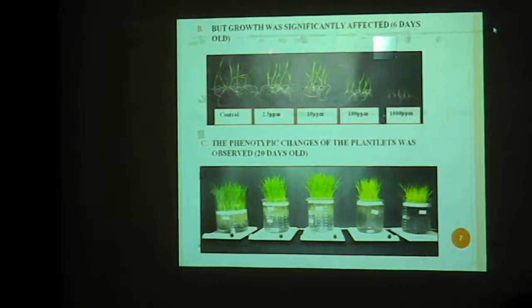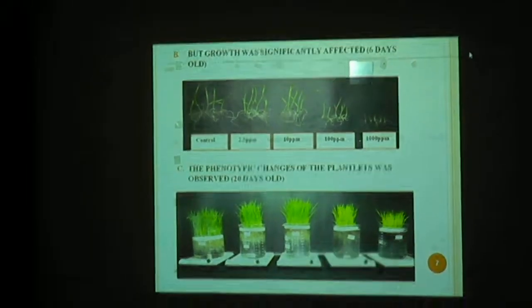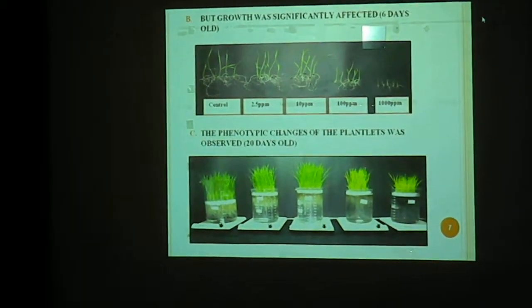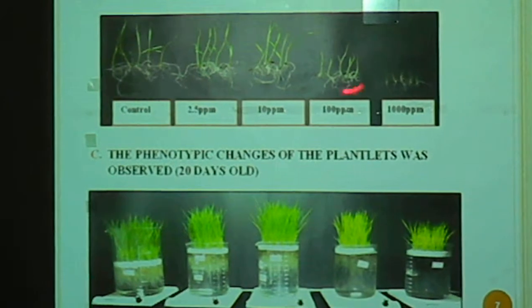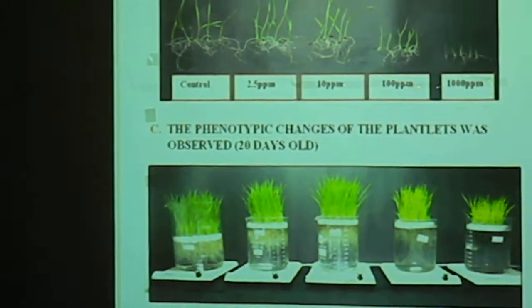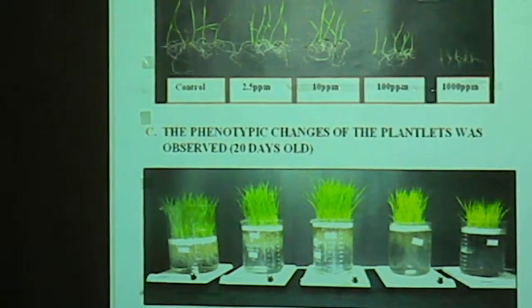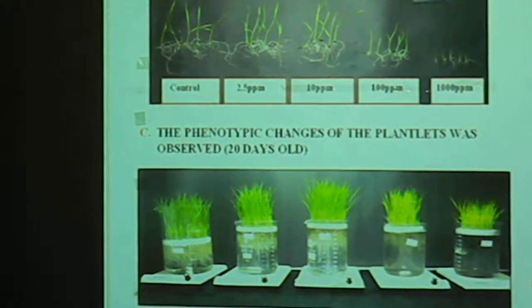Here, this is a pictorial representation of the previous slide. Here you can see in the control plants, the root and shoot length is quite high when compared to the higher treated particles. And these were young seedlings, 6-day-old seedlings.